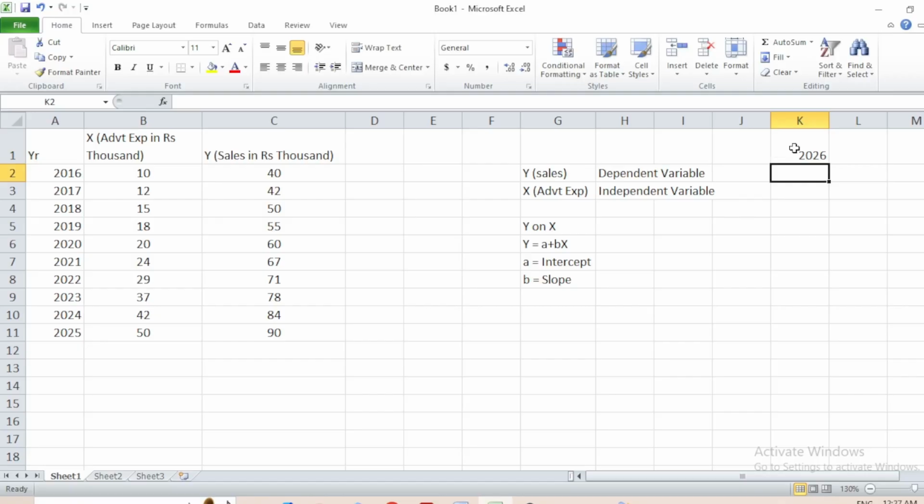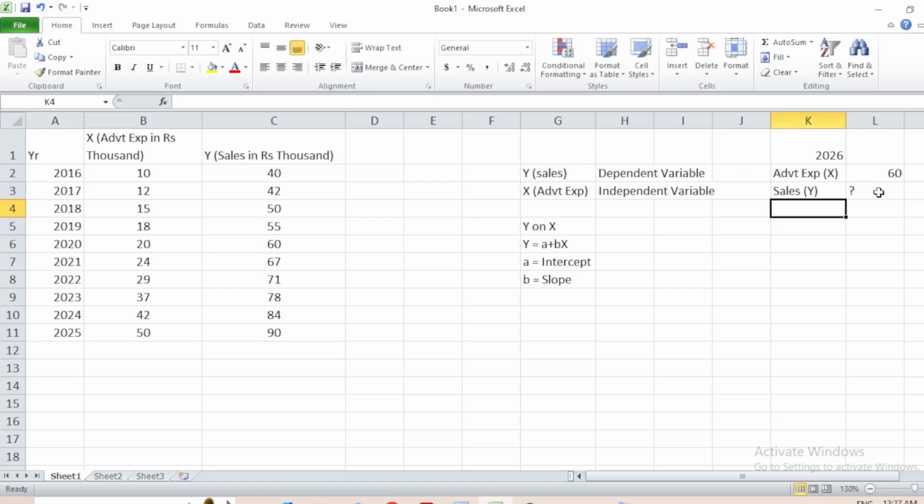Now the management is saying that for the year 2026, we are assuming that my advertisement expenditure, which is denoted by the x variable, is the planned advertisement expenditure for the year 2026. Let us say its budget is 60,000. So what will be my estimated sales, which is given by the y variable? So we have to find out this thing.